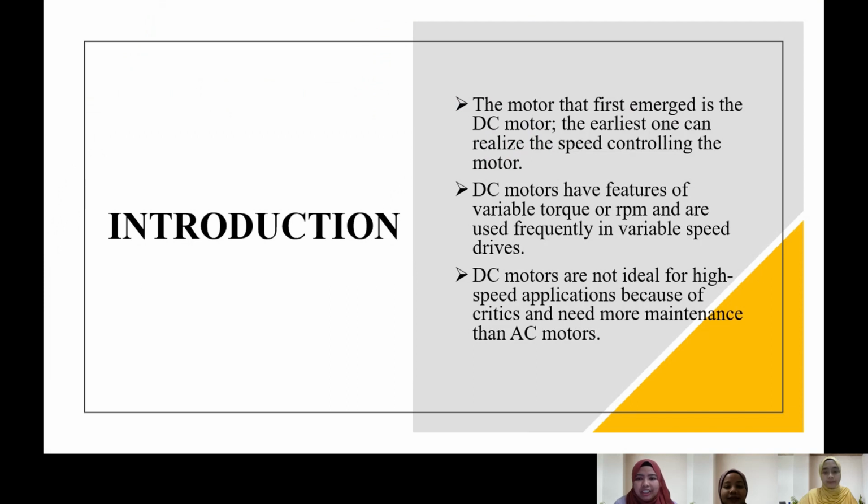Okay, for the introduction, the motor that first emerged is the DC motor. Early on, one could realize speed control of the motor. The DC motor has variable torque or RPM and is used equally in variable speed drives. DC motors are not ideal for high speed applications, and they need more maintenance than AC motors.